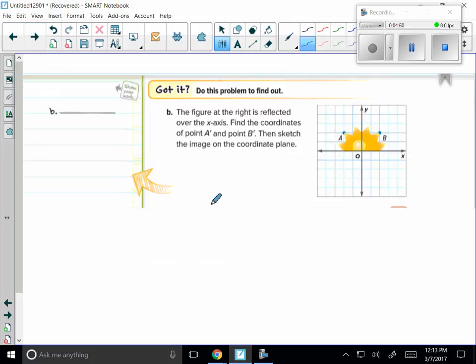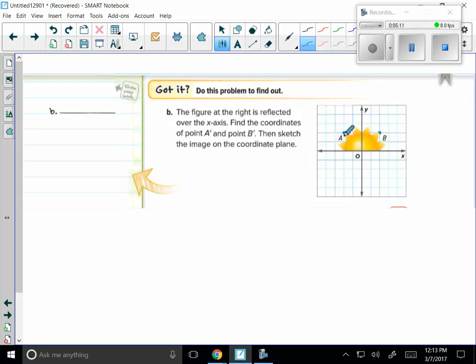Okay, so here is the real problem that you want to try out. It says the figure at the right is reflected over the x-axis. X-axis is right here. And it wants you to find the coordinates of A prime and B prime, then sketch the image on the coordinate plane. I will let you guys try and sketch it. Me sketching never works out very well.